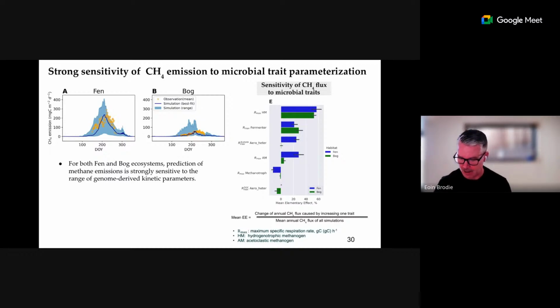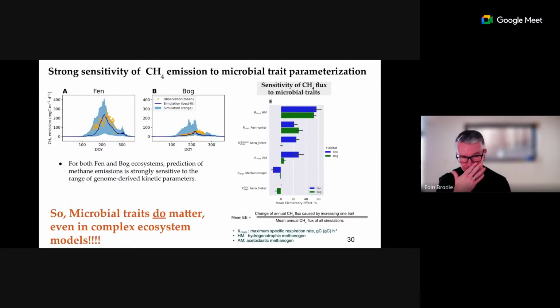So the main point here is that microbes are important catalysts. The consequences of how we represent those in models has feedback beyond the direct products that those microbes make themselves. So it cascades through the ecosystem into things like plant growth and performance, as well as methane fluxes. So microbial traits do matter.